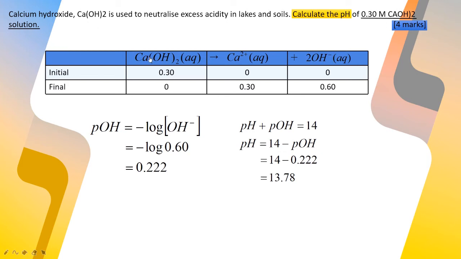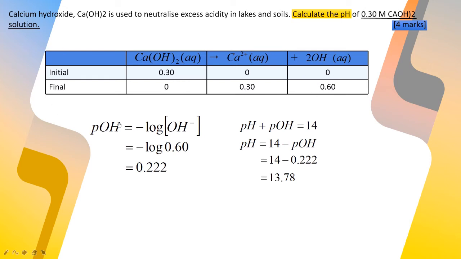So we need to do a table to simplify our work and understanding. You just write out the equation, which is Ca(OH)2 aqueous changing to Ca2 plus aqueous plus 2OH minus aqueous. The initial will be 0.30 and the final will be 0. For the Ca2 plus, it's the opposite: initially 0 and final will be 0.30, and for 2OH minus initial will be 0 and the final will be 0.60.